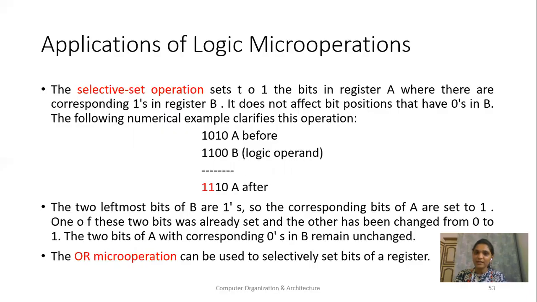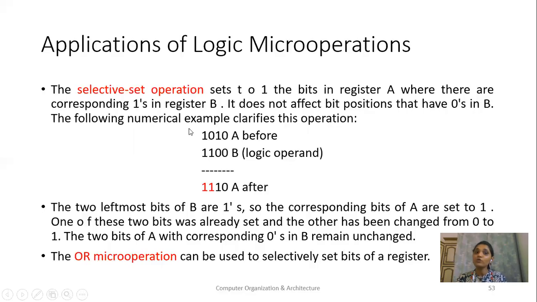First, let me consider I have content like 1010, and I want to selectively set 2 bits, these two, to 1. That means I want to selectively set 2 bits. So how can I do that? By just ORing those 2 bits with 1 1, and the rest of the bits should remain as they are. So for the rest of the bits I have to do ORing with 0 0.